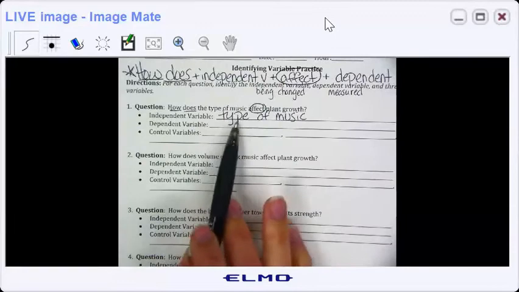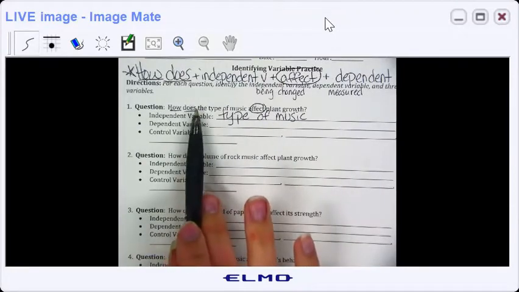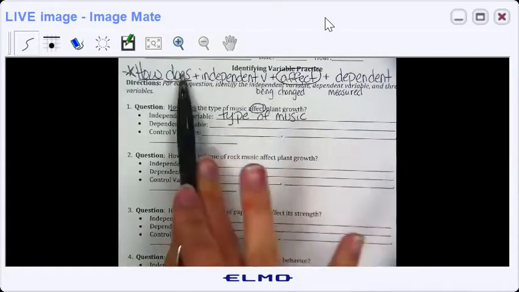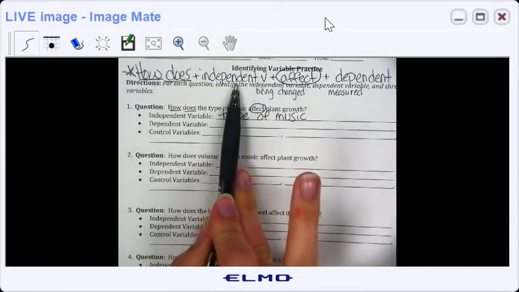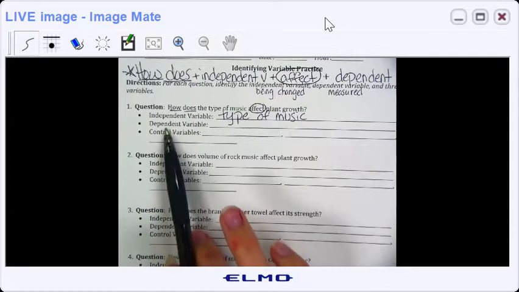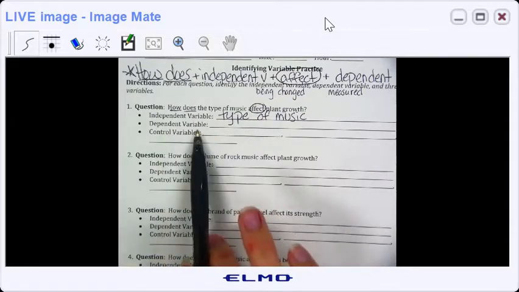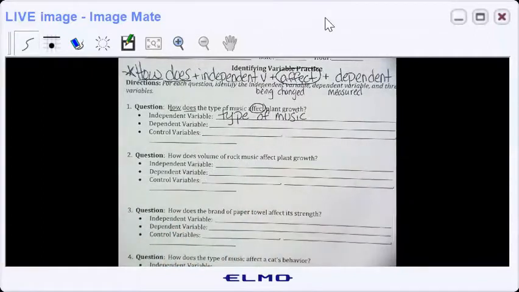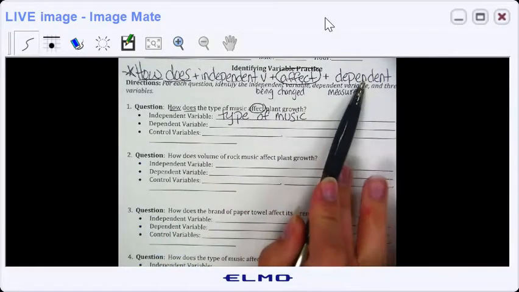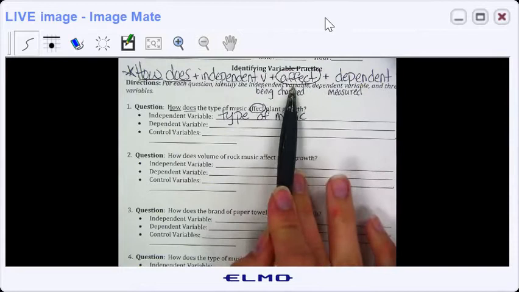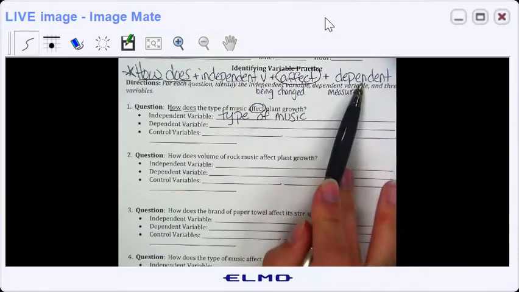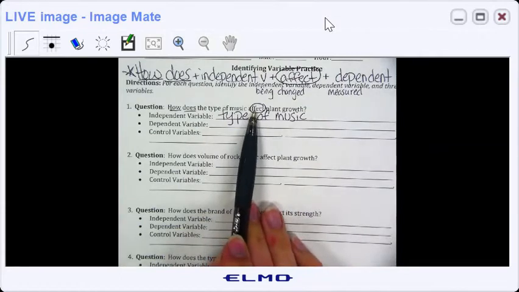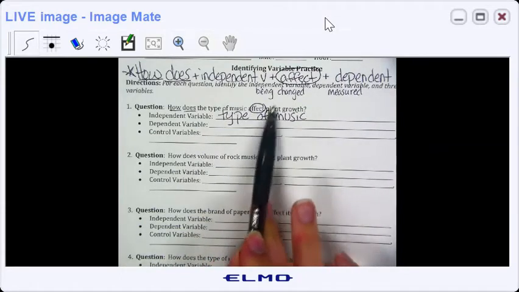So again, we know that type of music is our independent variable because it's in between how does and effect. Next, we want to find our dependent variable. That's our next blank, our next question. And where in our formula is our dependent variable? All the way at the end, after the circled word effect. So whatever's after the word effect is our dependent variable. So here we circled effect, and after it is plant growth.